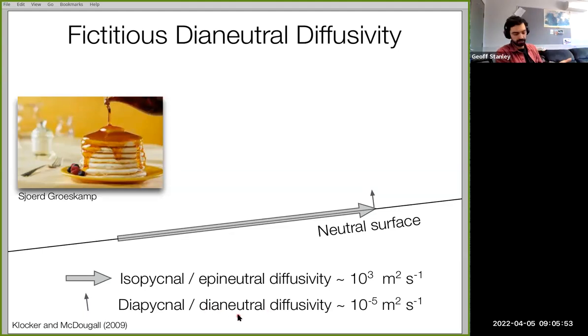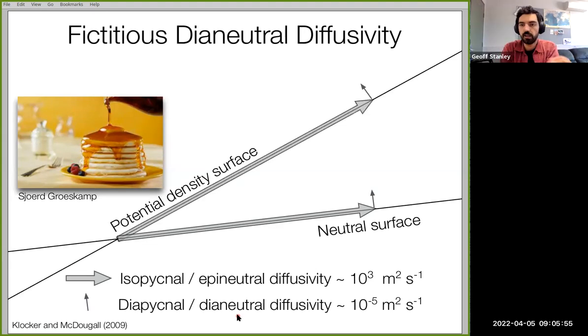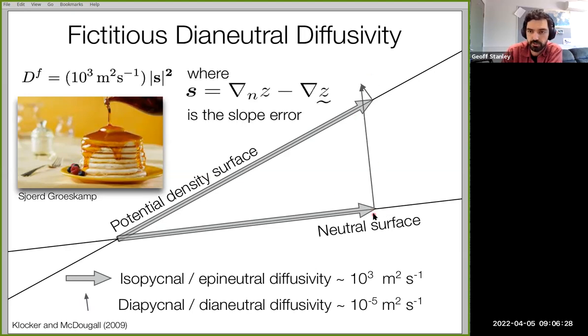Now, one application of this is to say you're doing layered ocean modeling. So you have an ocean model with layered coordinates. This would also be applicable to doing inverse studies, for example, in the ocean. But let's say you're using potential density as your surfaces, and you come along with a prescribed isopycnal diffusivity along the potential density surface that's very strong, and a very weak diapycnal diffusivity across. Well, the very strong along potential density surface diffusivity acts to have a component that's actually across the neutral direction.